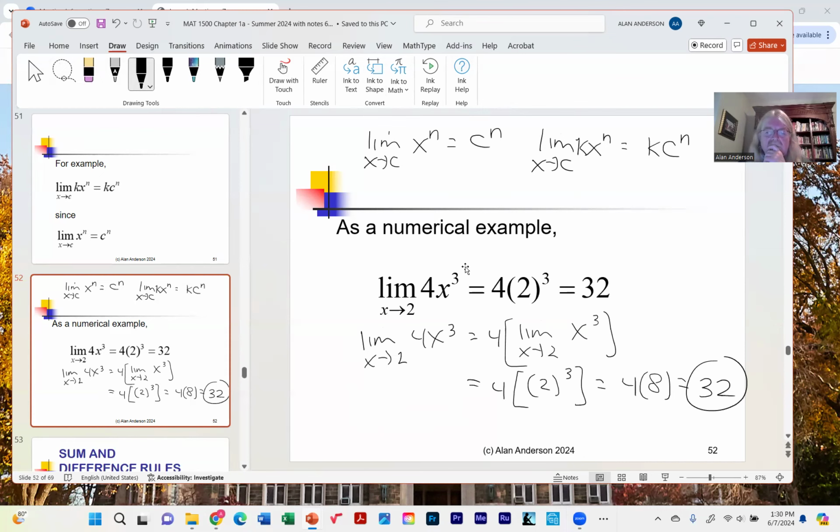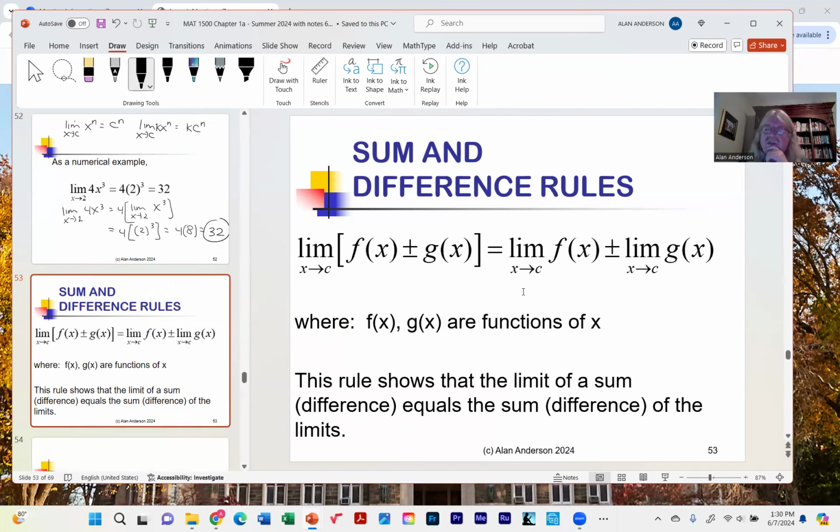Now, what about algebraic operations on these limits? The limit of a sum of two functions is equal to the sum of the individual limits, or the difference, sum or difference. It's the same thing, which makes perfect sense.